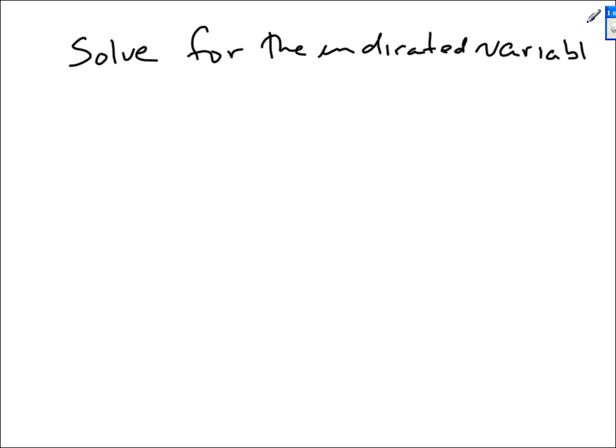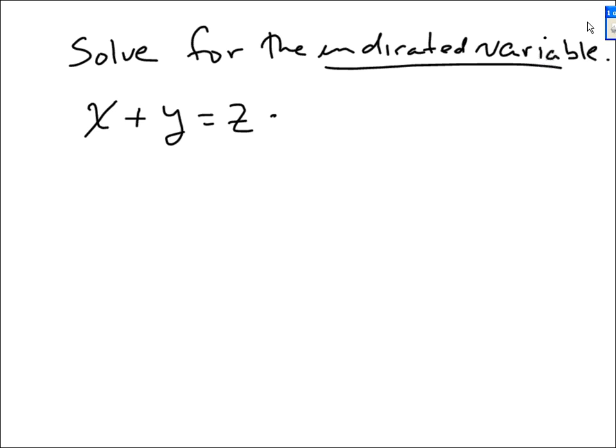And for at least one student that I've worked with in my office, she didn't understand this notation. For example, if the equation was x plus y equals z, and then you had this, she didn't understand what this meant. Folks, that's the indicated variable. That's what they want you to solve for. In other words, they're just saying, solve this for x.